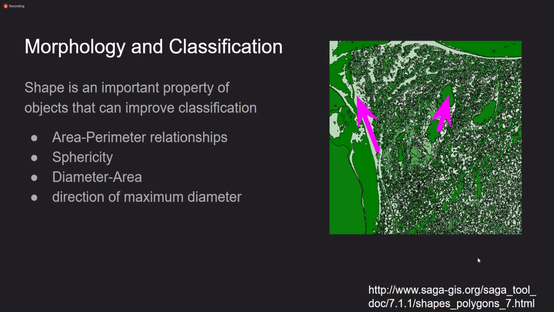You can calculate those morphological metrics. For example, you can calculate the area perimeter relationships. There are a number of different ways to relate those: sphericity, the diameter area relationship, and the direction of maximum diameter. All of these different metrics can give you information to help differentiate things. So I just put two arrows up here on this image. This image is the direction of maximum diameter.